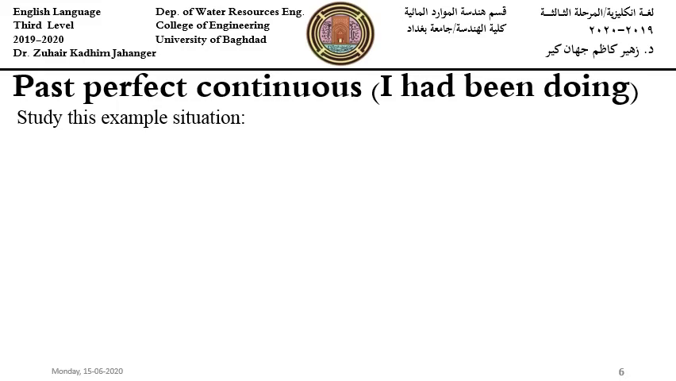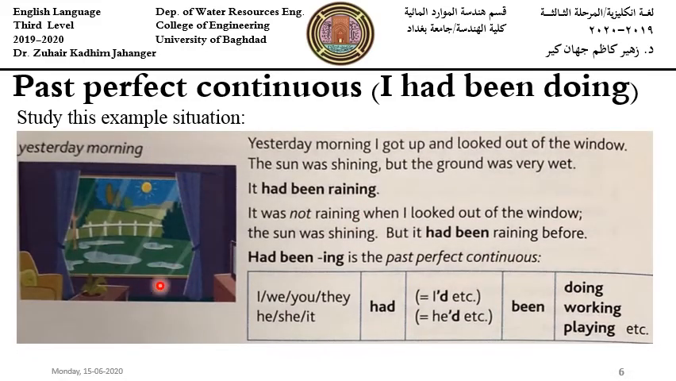Study this example situation. Look at this picture, please. This was yesterday morning. You can see this view from the window. Yesterday morning, I got up and looked out of the window. The sun was shining, but the ground was very wet. So it had been raining. It was not raining when I looked out of the window. The sun was shining, but it had been raining before.